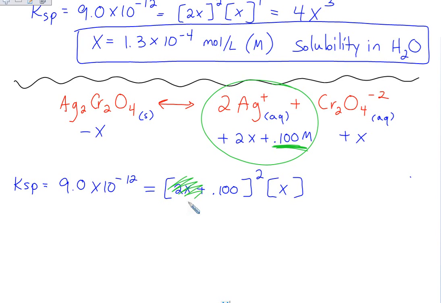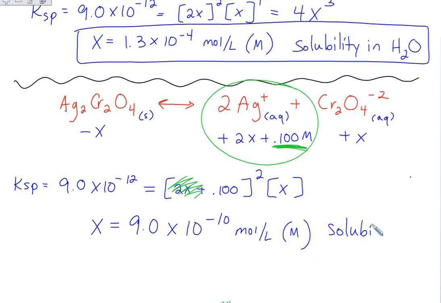So now I can plug this in, solve for x, and I get 9.0 times 10 to the negative 10th. And that could be moles per liter, or capital M for molarity. That's the solubility in silver nitrate.